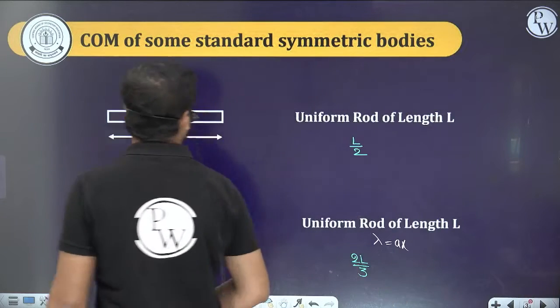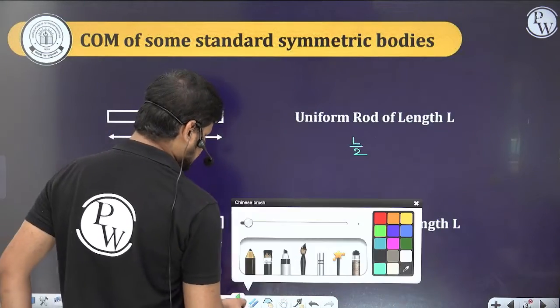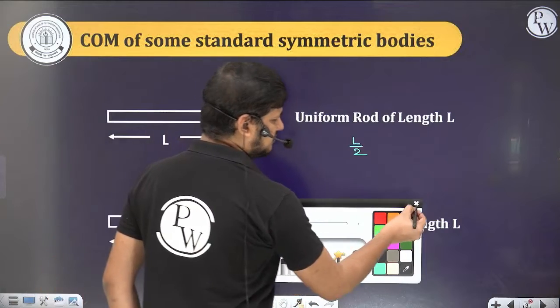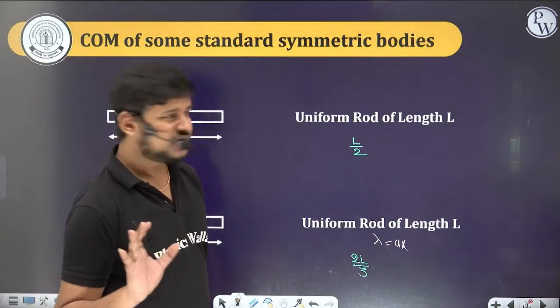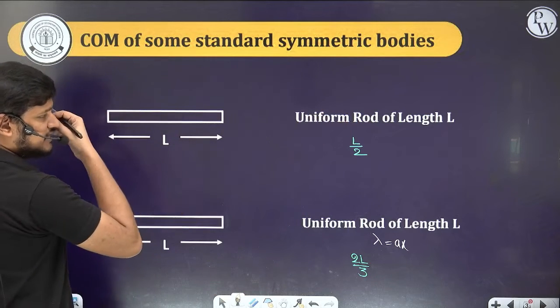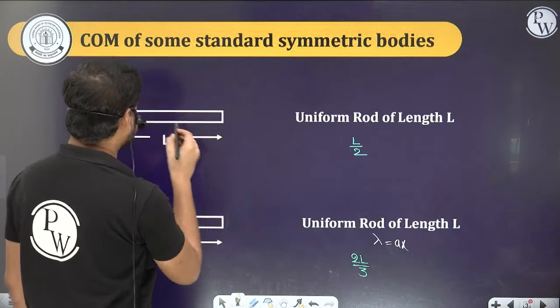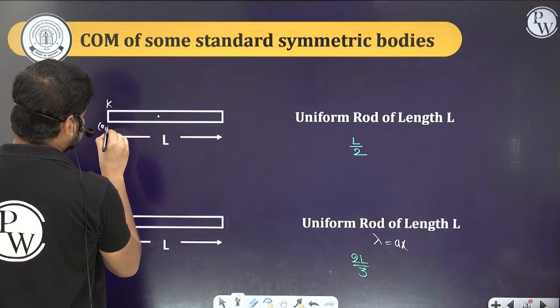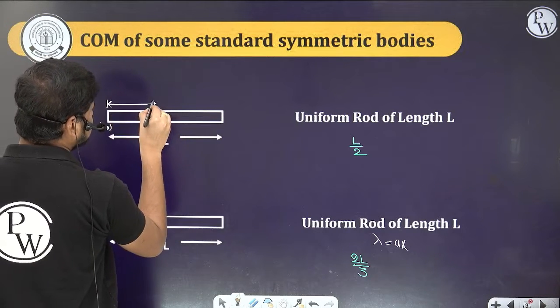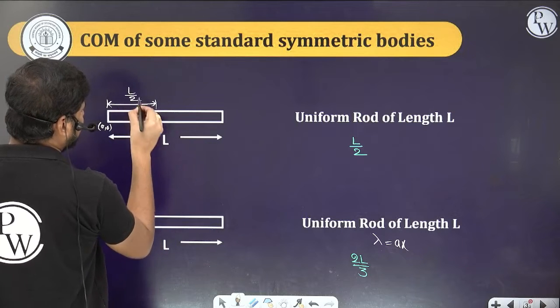The center of mass of some standard symmetrical bodies. I am already giving you the formulas. The derivations are not required. Just remember the formulas here. So the uniform rod of length L: its center of mass lies at a distance L by 2 from the origin, if you consider this end as the origin.